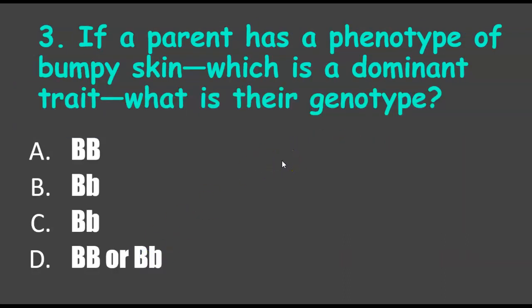All right. If a parent has a phenotype of bumpy skin, which is a dominant trait, so the bumpy skin is a capital B, what is their genotype? Is it capital B, capital B, or capital B, lowercase b, or capital B, lowercase b? So you're like, hey, Miss Co, these two are the same. Yes, you are correct. They are the same. However, the answer should be D.